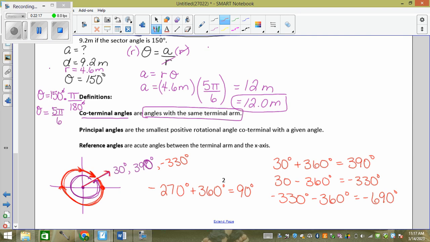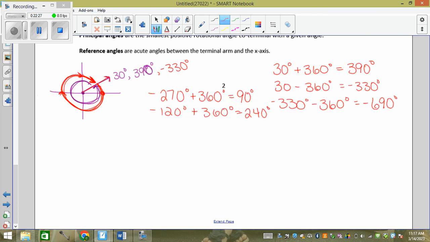Now how can I prove that? Well, I can go negative 120 plus 360 equals 240, or I could show it vice versa. I could go 240 subtract 360, and I get negative 120. They all land on the same arm. All of them land on the same arm. Does that make sense? That you can land on the same arm with a different angle? Okay. Now, how do we write general form coterminals?